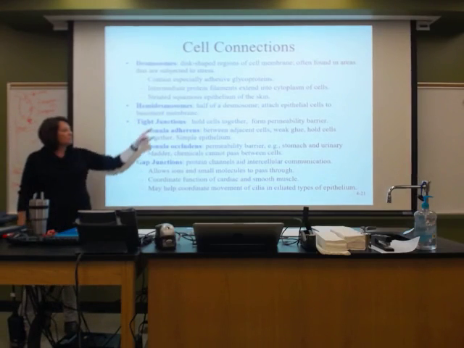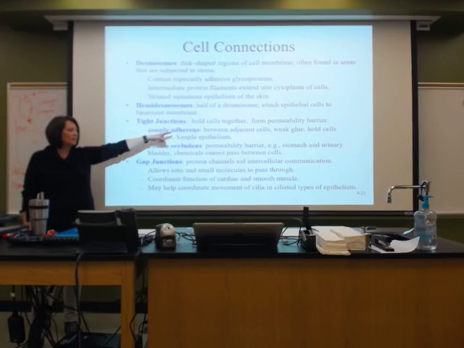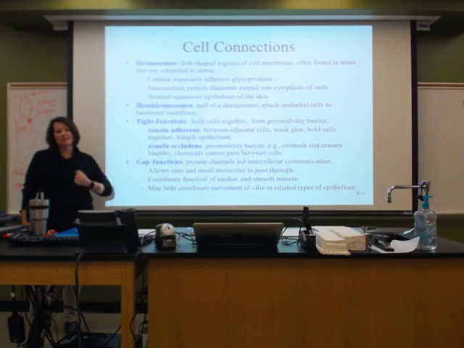So, tight junctions help to hold the cell together, form a permeability layer. What exactly does that mean? Permeability is telling me what about movement?